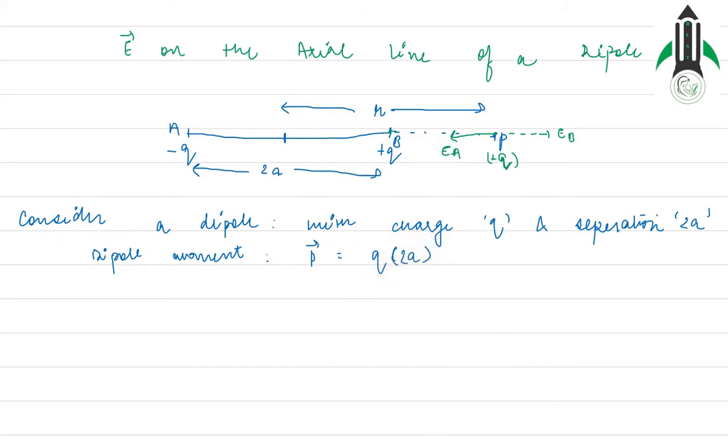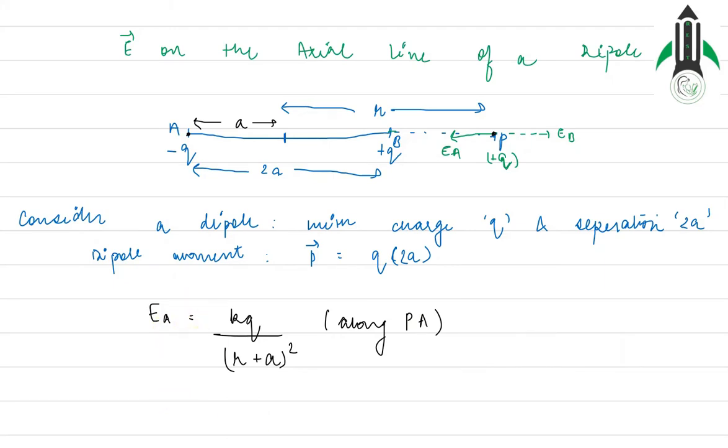So now we'll start with the derivation. The electric field due to the charge at A will be equal to kq upon (r plus a) whole square. That is the distance between the charge at A and point P, that is r plus a. And the direction will be along PA.